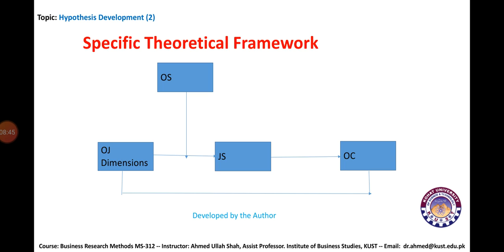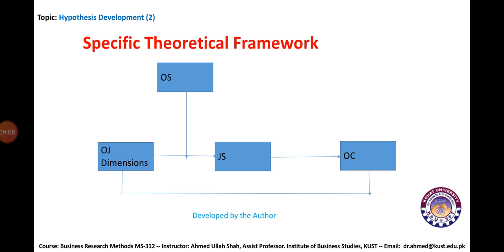Now these 4 variables, that is our independent variables, actually affect our dependent variable, that is our organization commitment. Now this is a theory, this is a well-developed model. Organization justice dimensions affect organization commitment.